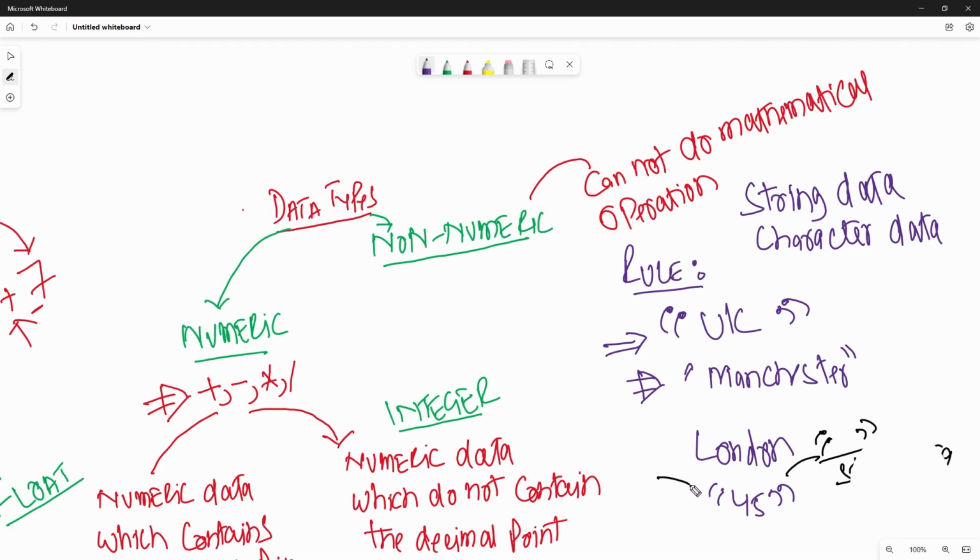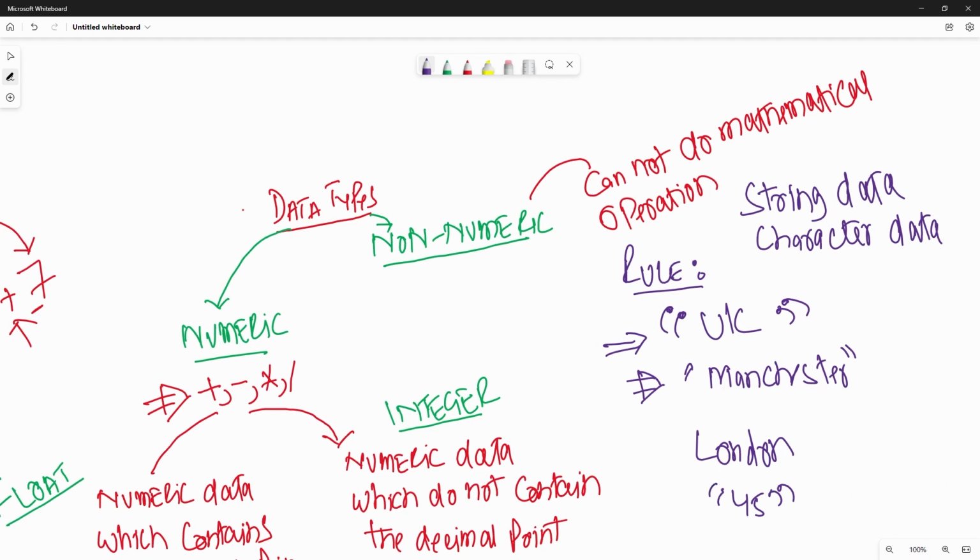Look at this data. Apply the rules. Is it integer data? No, because integer data can only contain the digits and plus minus sign. These are not digits. These are some extra characters. These are not inside the integer rules. Is this the float data? No. Even in the float data, we cannot use the speech marks. So when you put 45 in the speech marks, this will become the string data. And now on this data, we will never be able to do the mathematical operations. You cannot add, subtract, multiply or divide anything with this data because this is non-numeric.